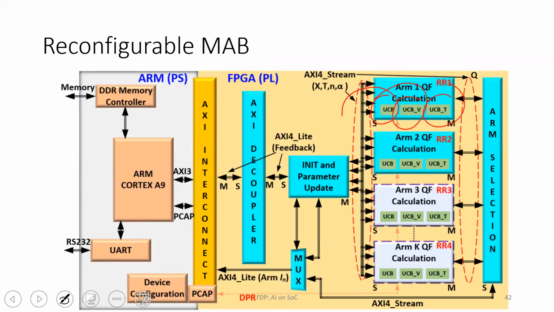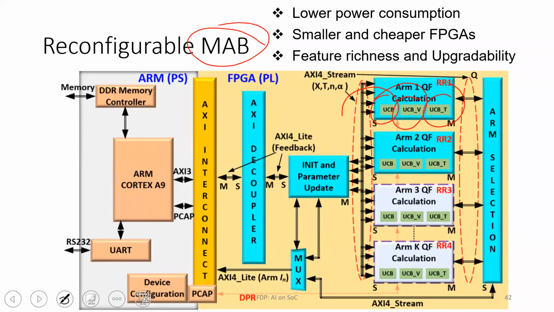Should I implement all the algorithms in parallel? No, I can use the reconfigurable capability of the FPGA. I can switch between the 3 algorithms. And this is called the reconfigurable MAB. But what is the advantage? I'll get lower power consumption, a smaller FPGA, and better features.